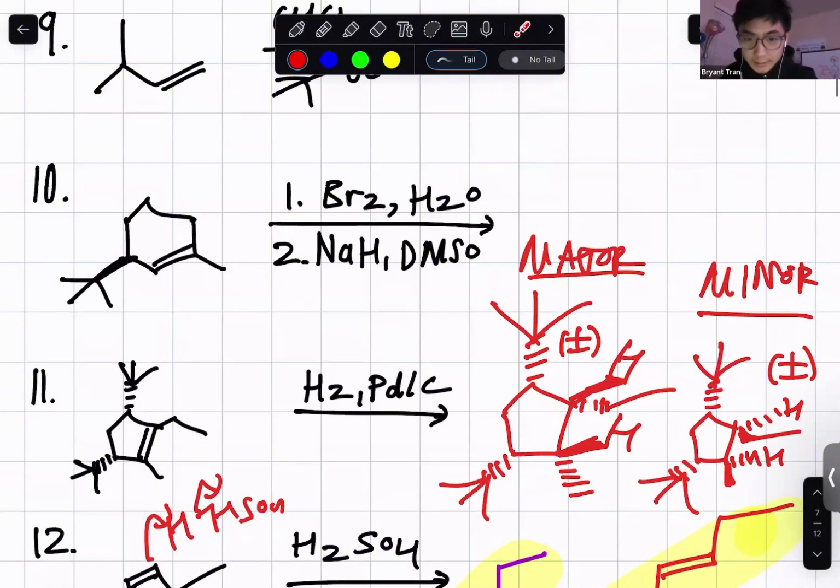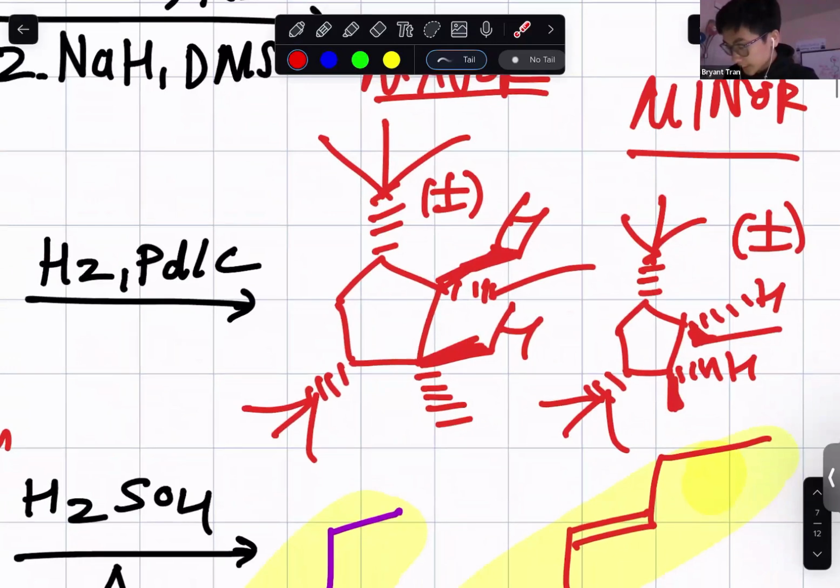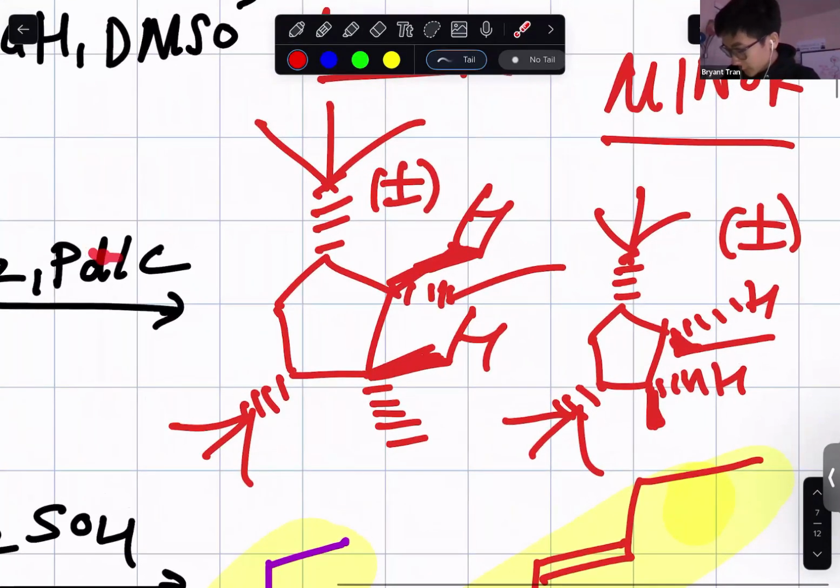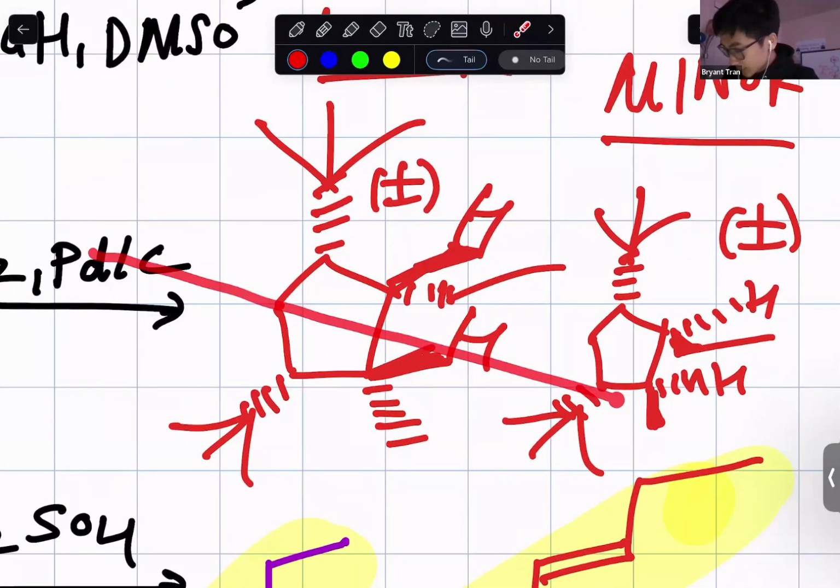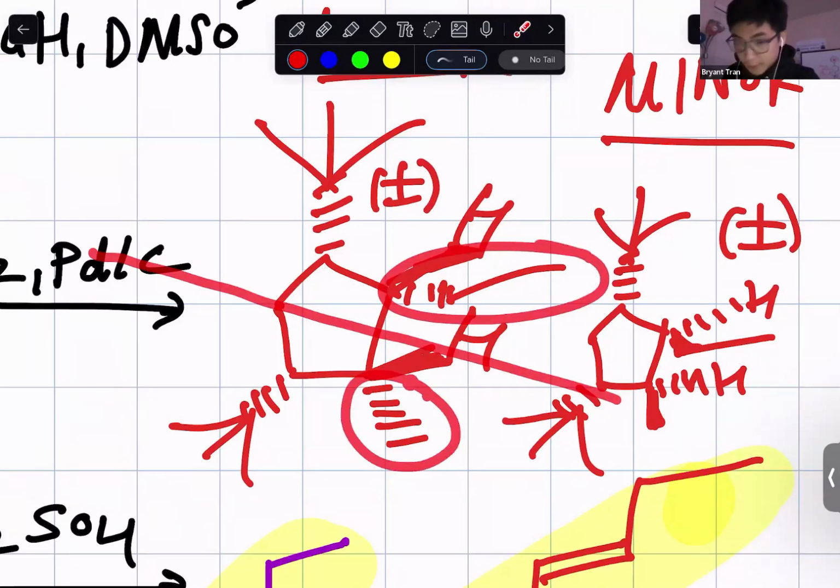This is not meso because there is no plane of symmetry, right? This one here does not have planar symmetry because of this ethyl group and that methyl group right there. They're different. If they were the same, however, like let's say this was a dash methyl, then that would be meso, right?